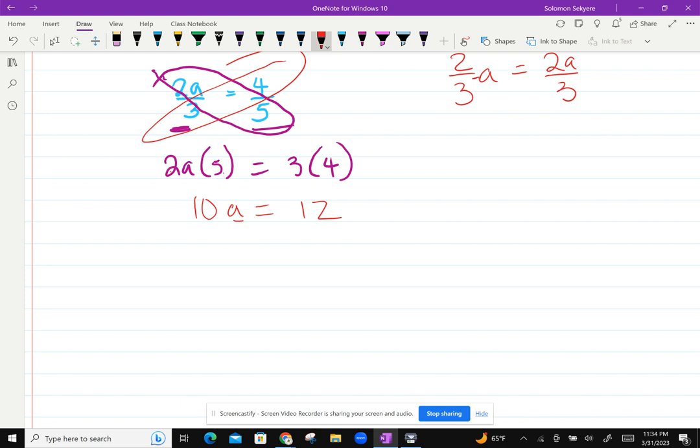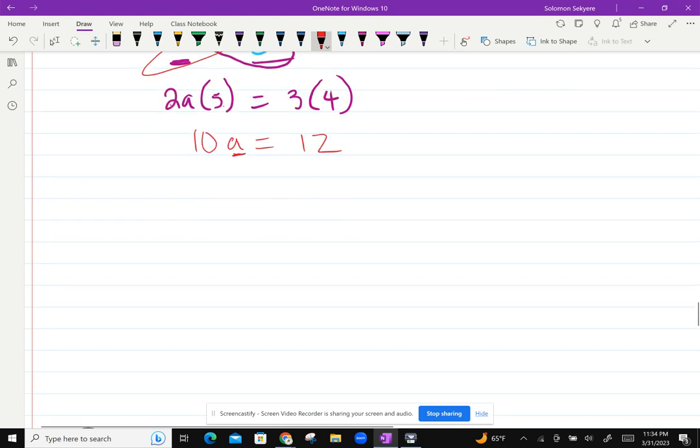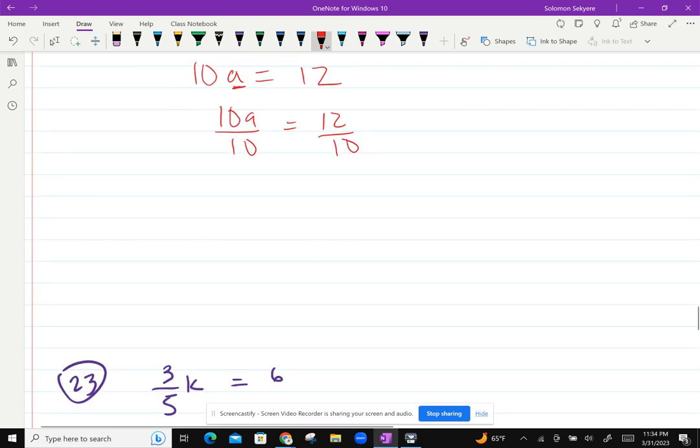How do we find our variable? We divide both sides by what? The coefficient. So 10A over 10 is equal to 12 over 10. That goes away. A equals 12 over 10, but we need to simplify it. You divide by 2, you're going to get 6 over 5. Change to mixed fraction, 1 1/5, and the same as 1.2 decimal. All these answers are the same.